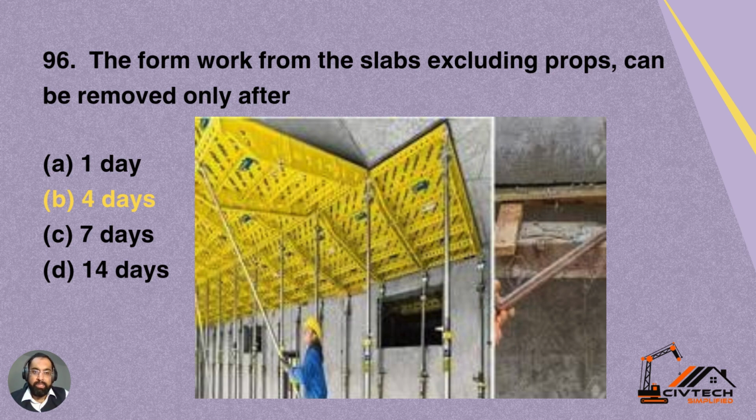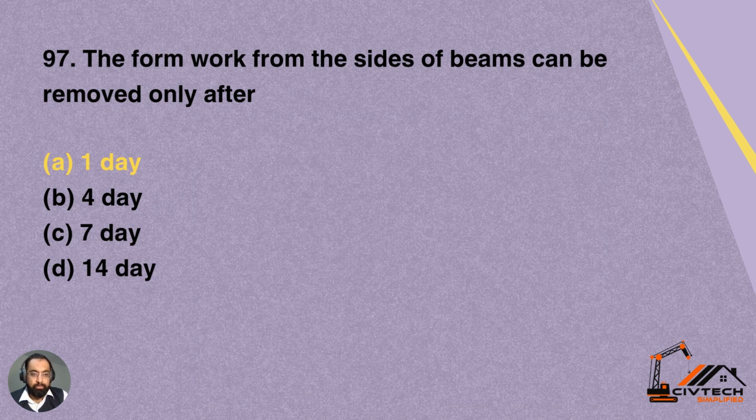Then we have question 96. The formwork for the slabs excluding props can be removed after. So formwork for the slab can be removed only after number A 1 day, B 4 days, C 7 days, D 14 days. So at least 4 days should be given to the formwork of this slab. So option B is correct for this question. You can have a picture of the formwork removal.